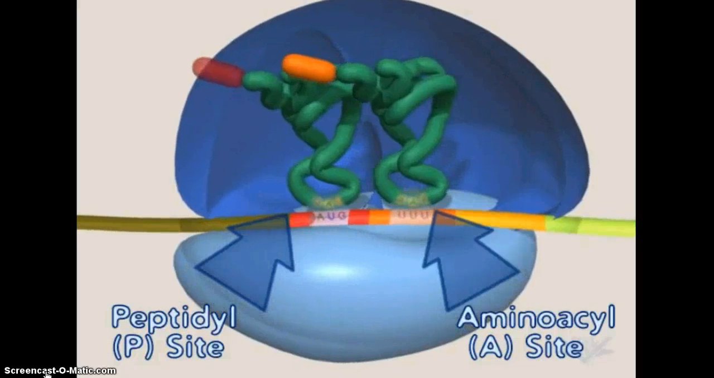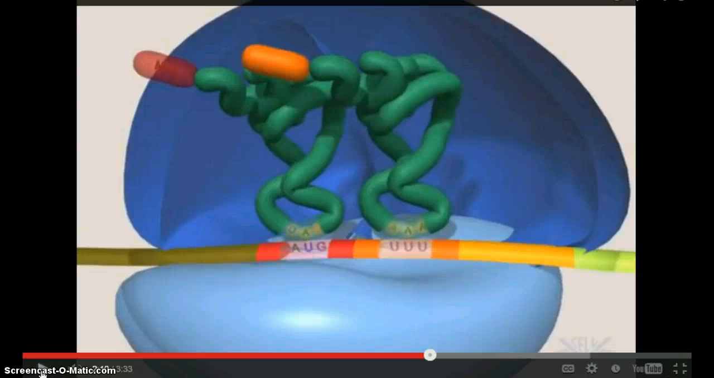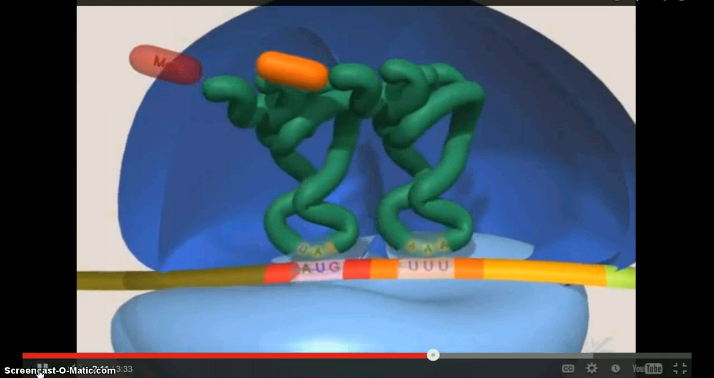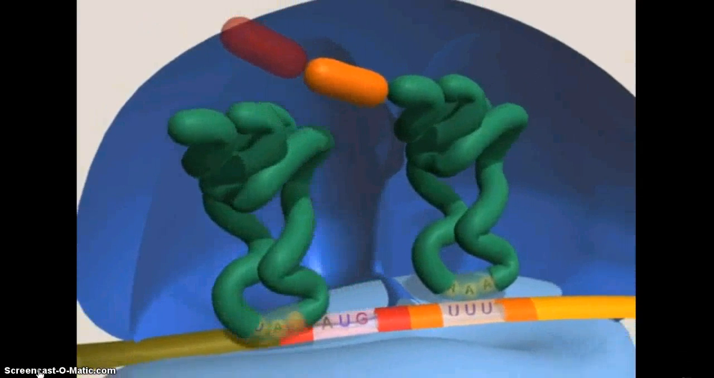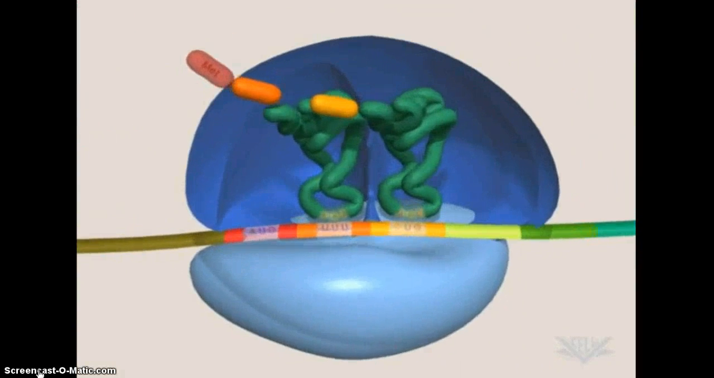The second tRNA enters the A site and is complementary to the second mRNA codon. So you notice that you have now the second codon being UUU. This then brings in the tRNA that corresponds with it, which is AAA. And you notice that that tRNA now doesn't have a red amino acid, but it has a different amino acid, which is orange. The methionine is then transferred to the A site amino acid. The first tRNA exits, the ribosome moves along the mRNA, and the next tRNA enters.